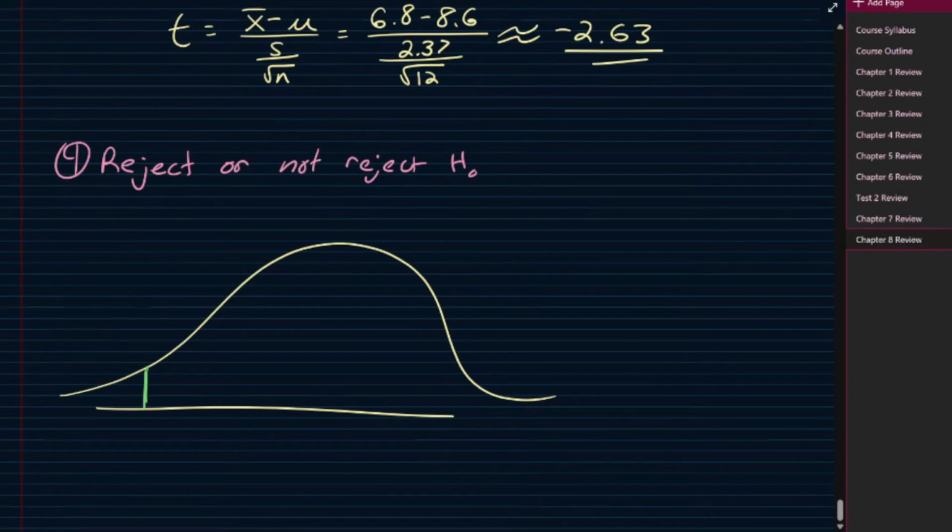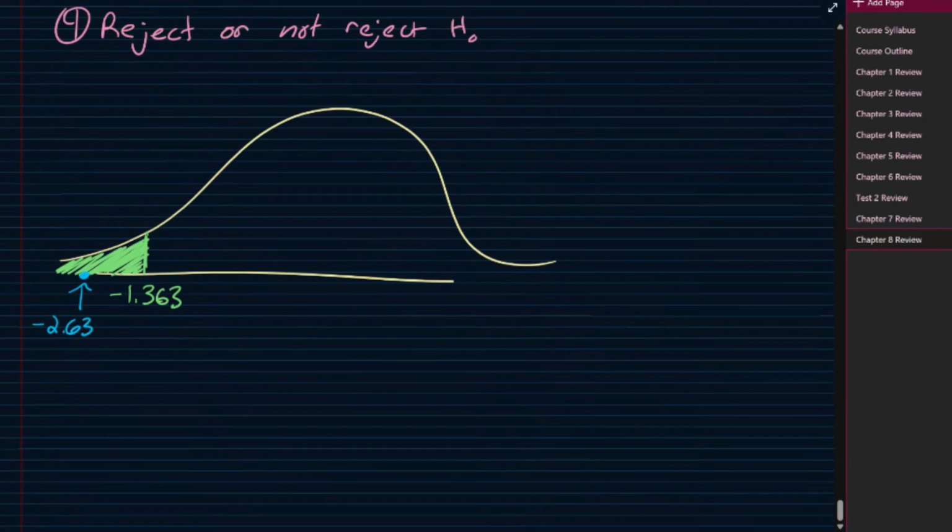So our cutoff of the critical range was negative 1.363, right? Yes. I think I said it wrong. 1.3. No, I said it right. All right. And our test value ended up being negative 2.63, which is around here. And that is in the critical range. So again, we're going to reject h sub 0 because our test value lies in the critical range.